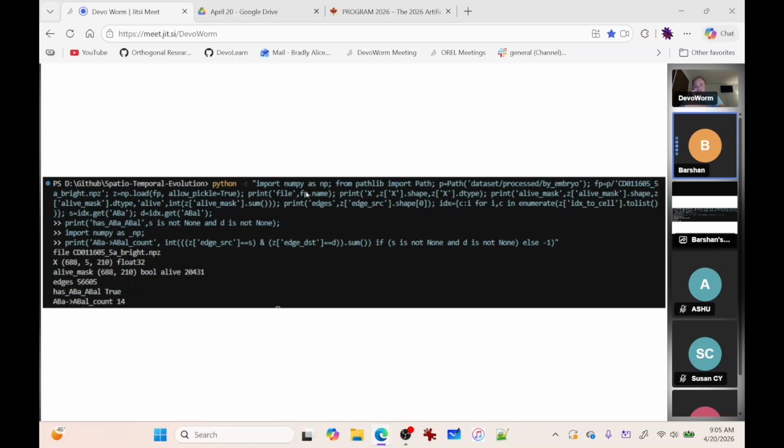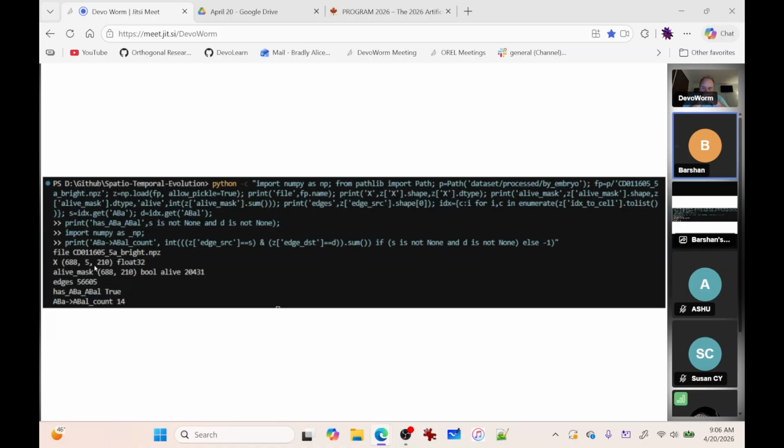Now, in this example I have fetched data from my processed data, and I have run a lot of scripts where I have used each function and seen how it returns the value. I've taken this file, cd01 bright.npz, and I have the feature matrix, which is 688, 5, 210. So 688 is the number of cells that file has.